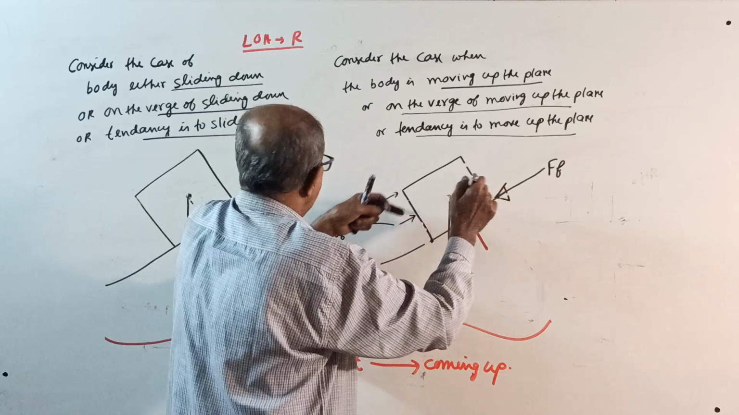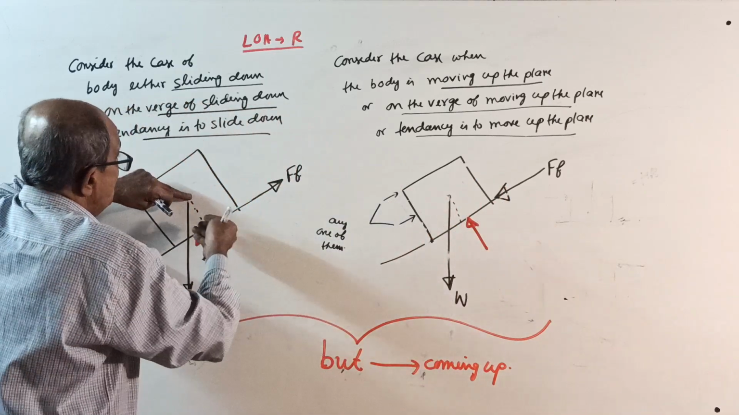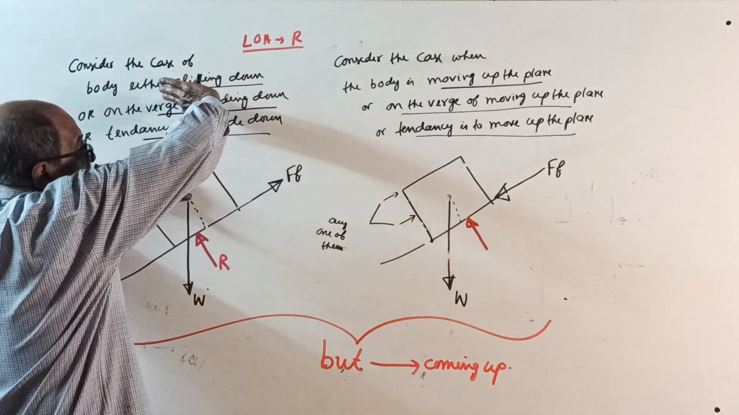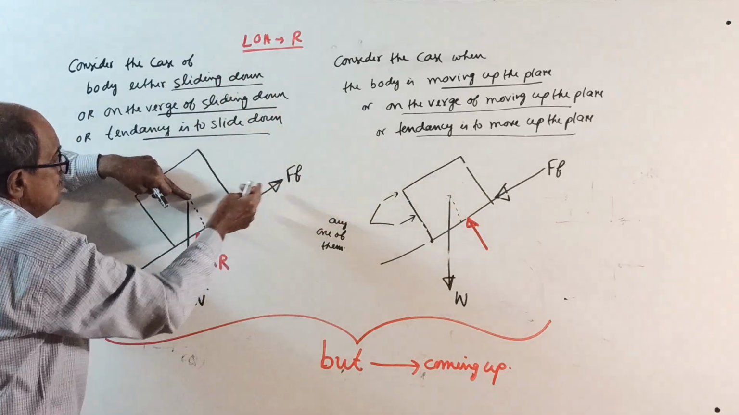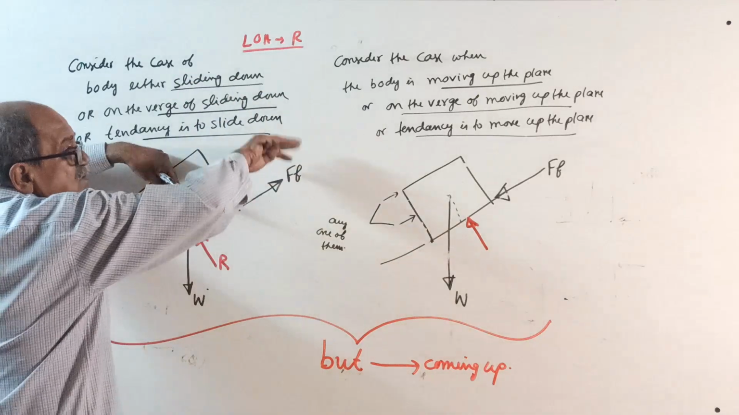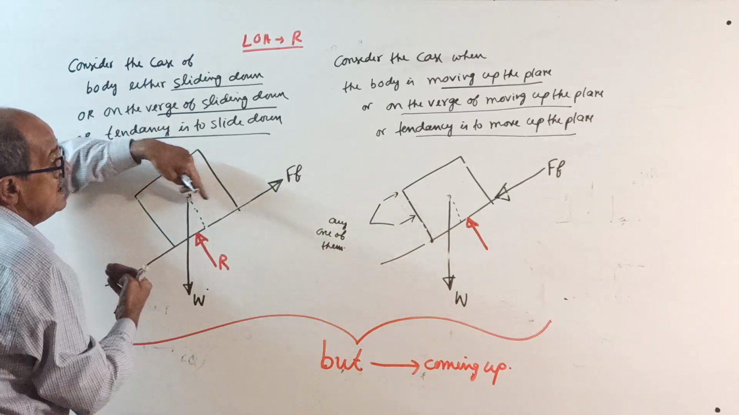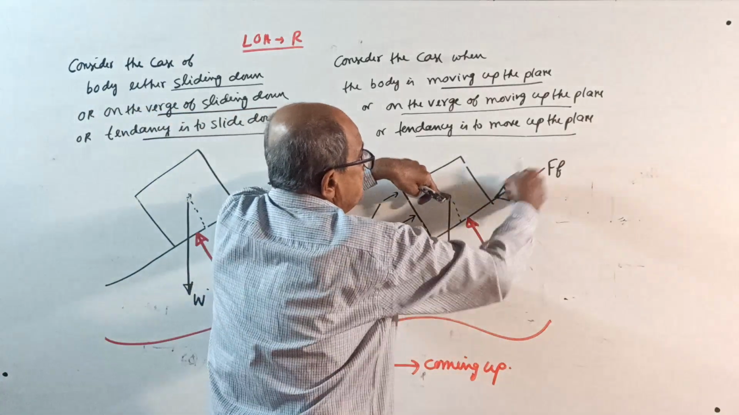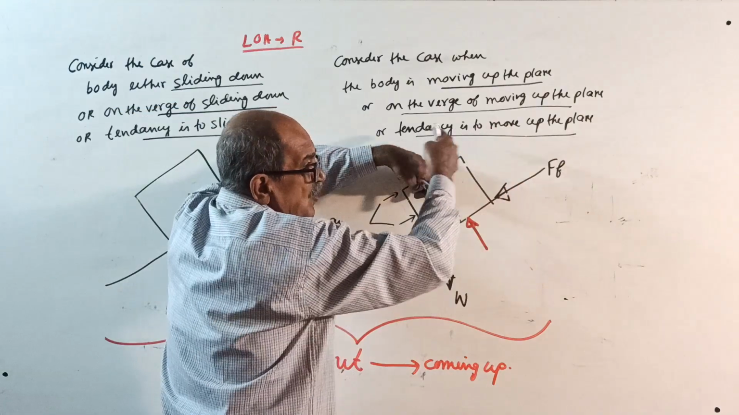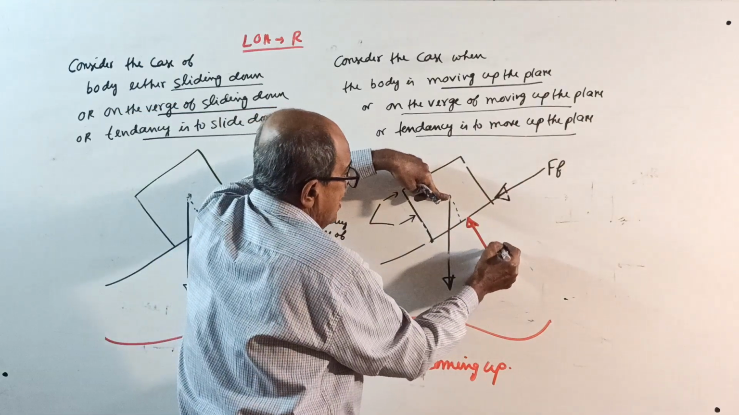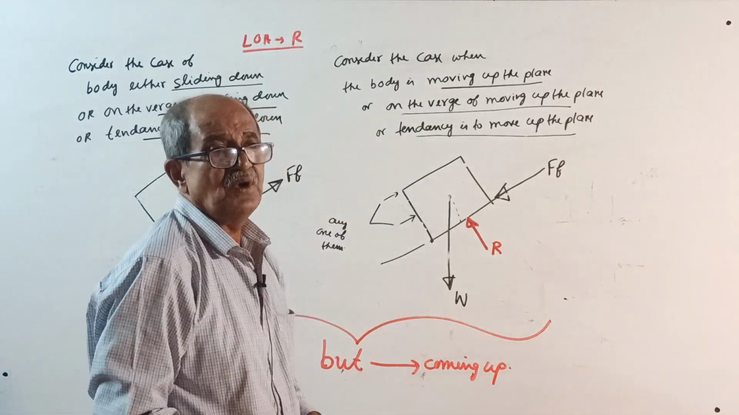See, here, frictional force is this way, and frictional force will produce anti-clockwise moment. Normal reaction will produce clockwise moment. So it is this side. Here, frictional force is this way, so it will produce clockwise moment. Normal reaction R should be anti-clockwise.